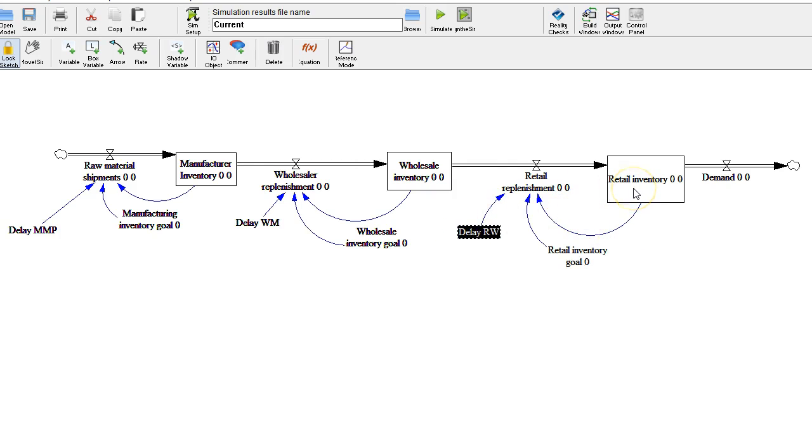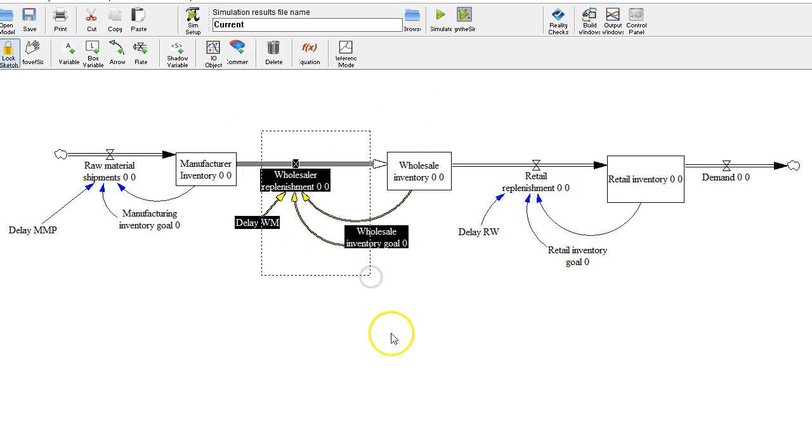So essentially the computation of how much to submit to the retailer is the difference between the goal and the current inventory. So if the goal is, for instance, 200 and the current inventory is 150, it's going to compute to ship 50 units to go from the current 150 to the target of 200. And we do that for the wholesale inventory shipments.